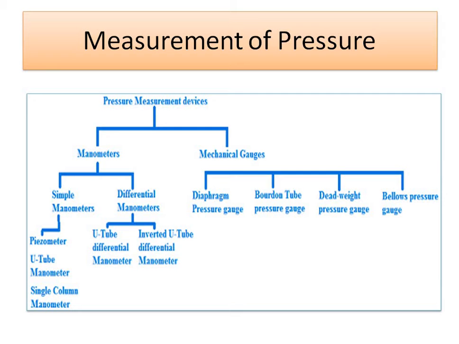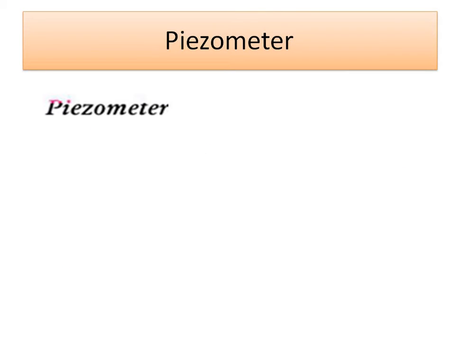In a dead weight pressure gauge, standard calibrated weights are used for comparison of pressure, and in a bellow pressure type gauge, a bellow is used for the measurement of pressure, where it expands due to the application of pressure. So these are some different kinds of pressure gauges used for the measurement of pressure. Depending on that, we are going to solve some numericals.